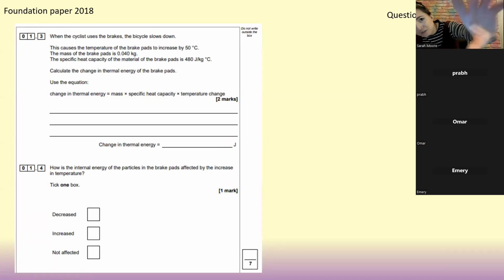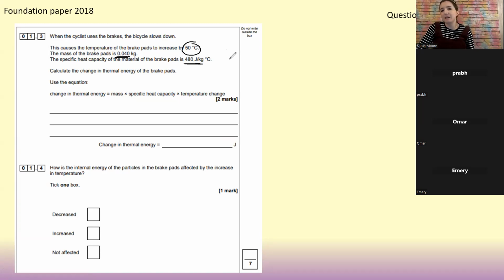Part of the same question: when the cyclist uses the brakes, of course, the cyclist and the bicycle slow down. And this causes the temperature of the brake pads to increase, and it increases by 50 degrees C. I'm going to circle that just because I think it might be important later on. The mass of the brake pads is 0.04 kilograms. I'm going to underline that. And the specific heat capacity of the material of the brake pads is 480 joules per kilogram per degree Celsius.